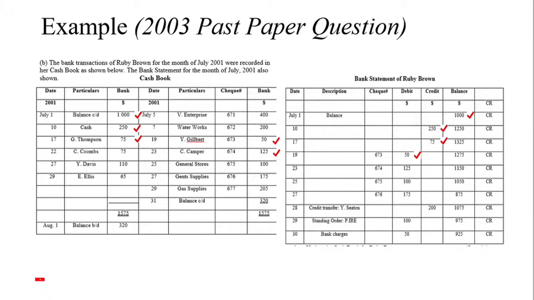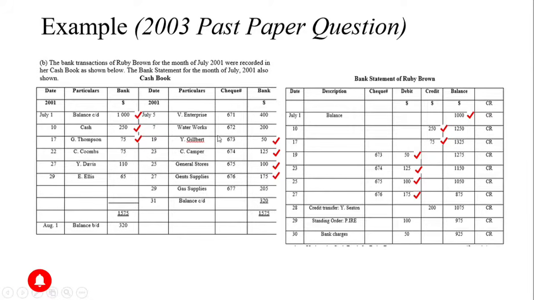All right. C Camper, 125. Yes, I see that 125 there. General Stores, 100. I'm seeing that 100. Yes. Gents Supplies, 175. I am seeing that. Yes, good. Gas Supplies, 205. It should be here in the debit column. I'm not seeing it. Are you seeing it? All right, so we're not seeing it, and so it is not there.